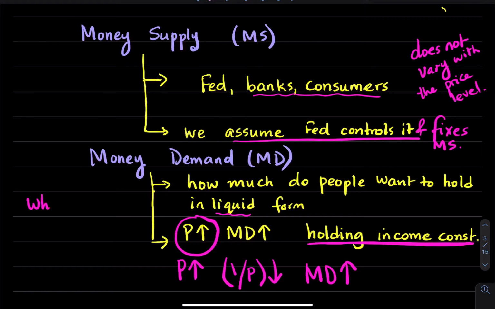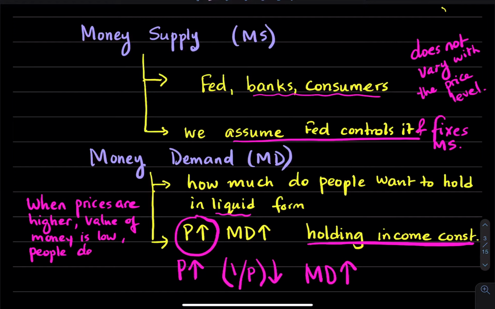So when prices are higher, value of money is low, people demand a larger quantity of money to buy goods and services.